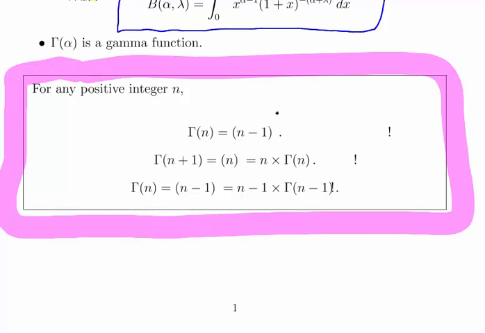Just as a quick remark, the gamma function of n is simply n minus 1 factorial. Likewise, the gamma function of n plus 1 is n factorial, which is n times the gamma function of n. And the gamma function of n is n minus 1 factorial, which is also n minus 1 times the gamma function of n minus 1. Essentially, there are a couple of little tricks here that follow on from factorials that you can use.